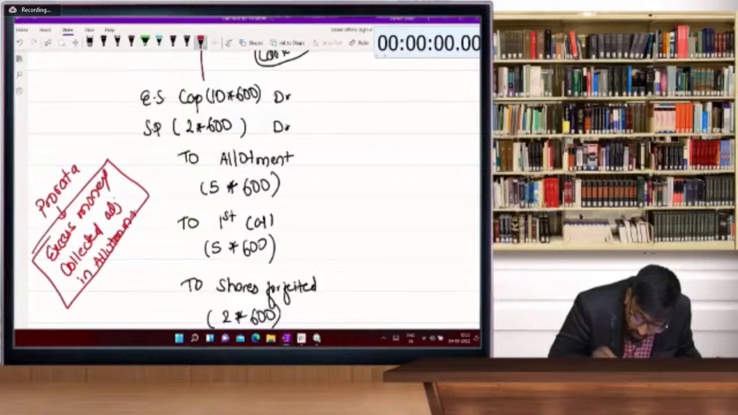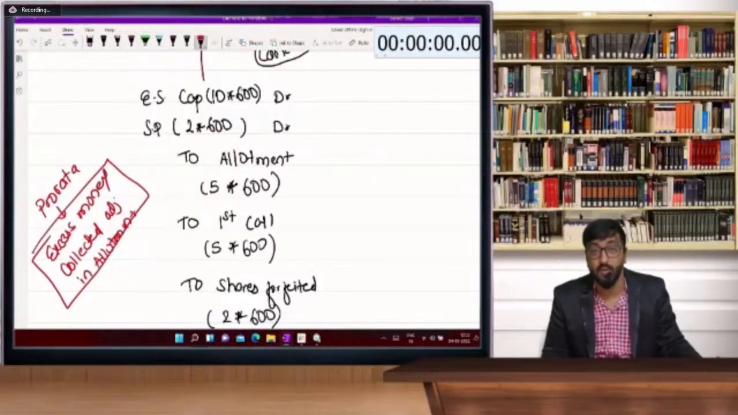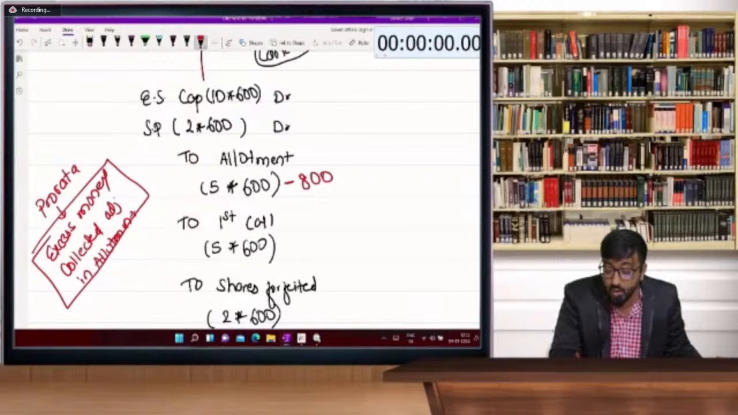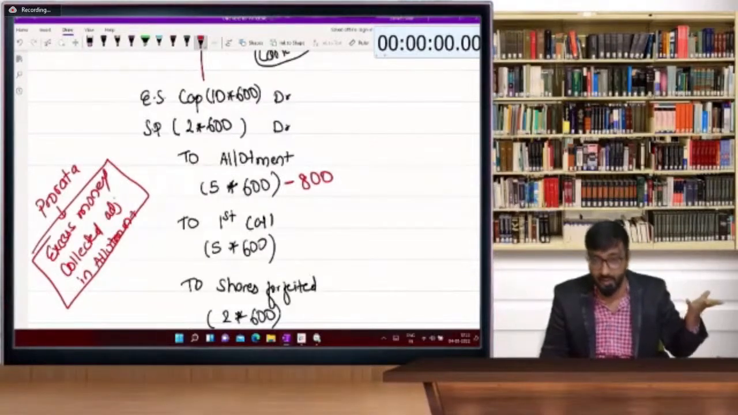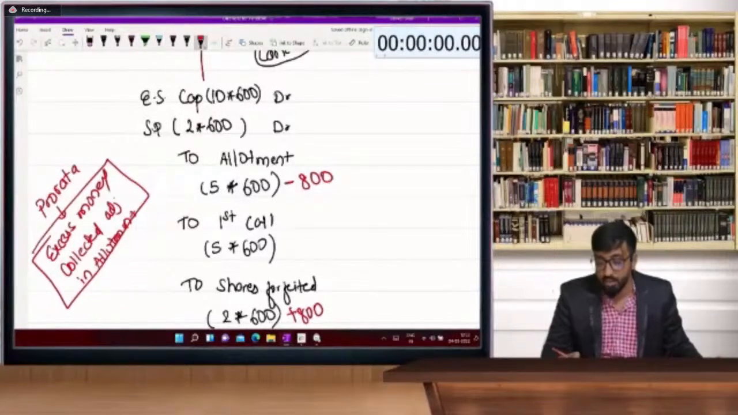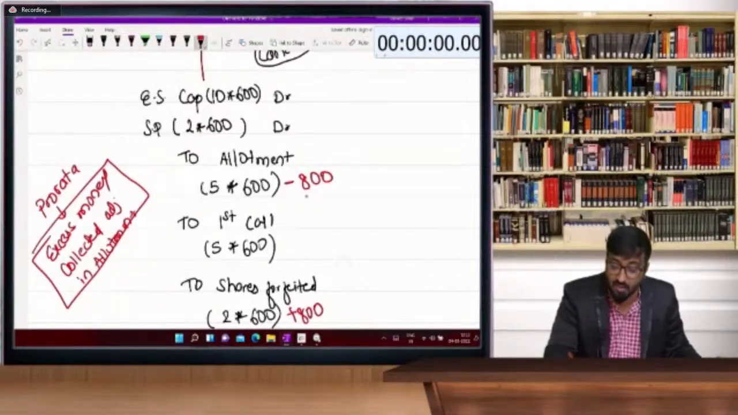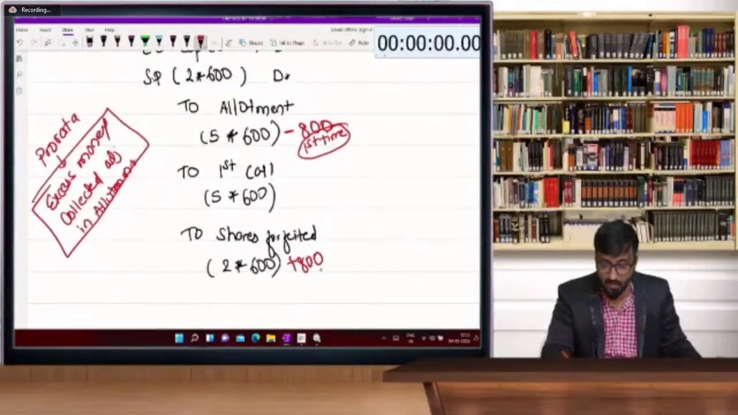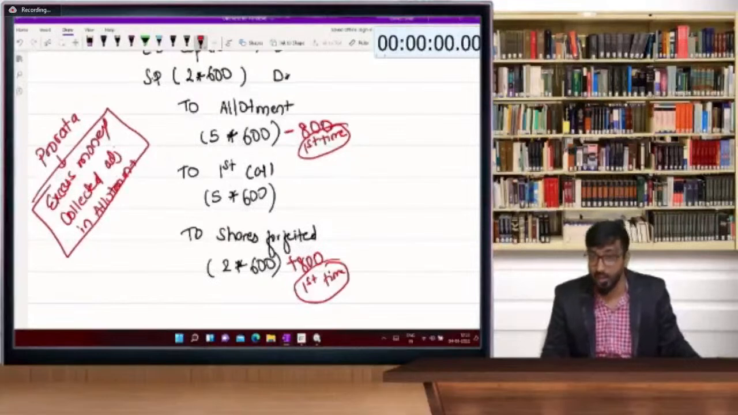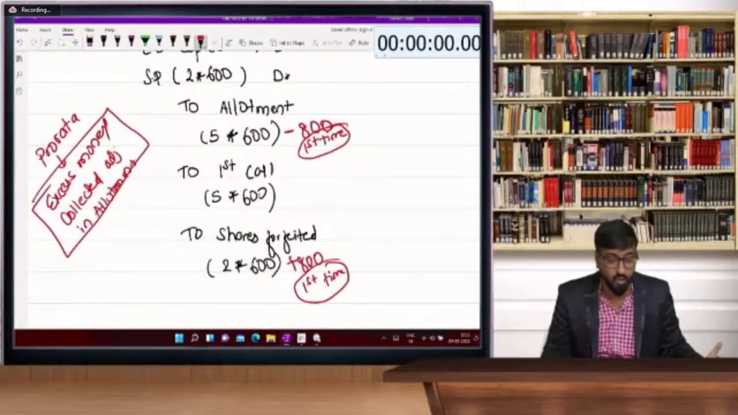Pro rata, what it talks about? I already taught you. Pro rata, excess money collected is adjusted in allotment. So beta, allotment say 800, you will get less amount because you already collected, and forfeited means collected amount. So 800 you will deduct from allotment, because you will receive less. Collected means forfeited amount first time. So deduct it from allotment and add it in forfeited, and your entry is going to tally.